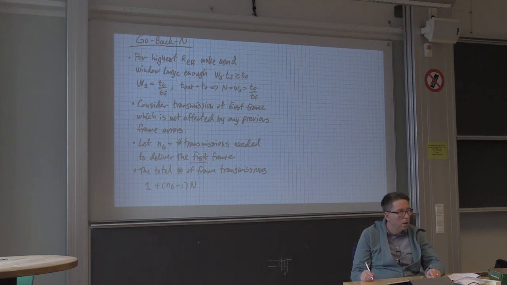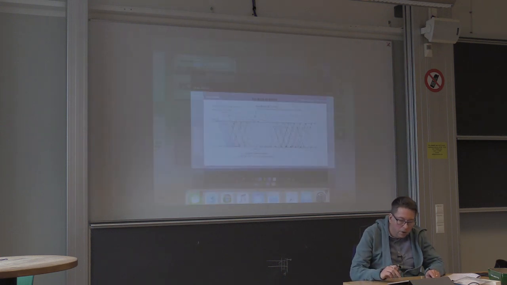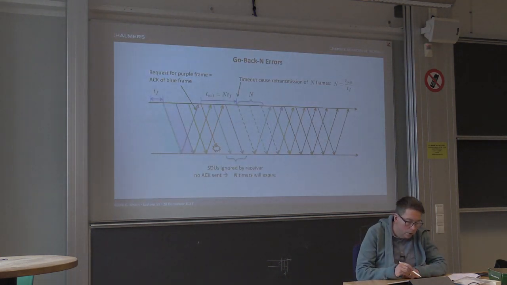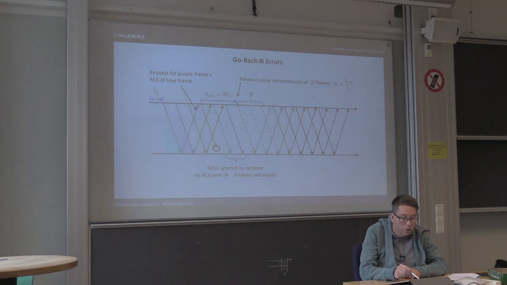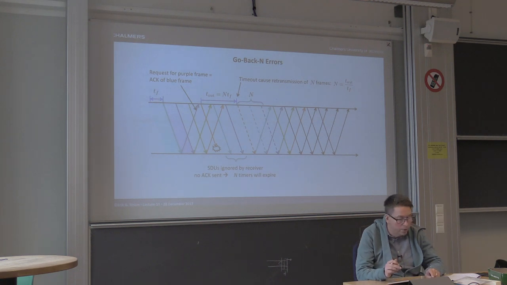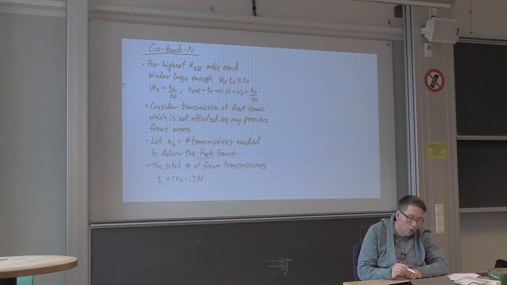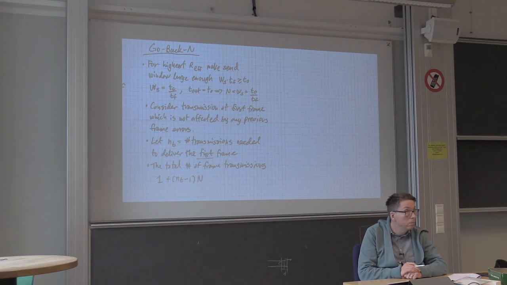I'll quickly go back to the keynote here. So this frame error causes a retransmission of that frame, but it also causes retransmission of 2 more frames here. In total, for each failure, we get N frames that we need to retransmit or transmit. So the total number of frames, not only the first frame, is 1 plus NT minus 1 times N. We cool with that? Okay.